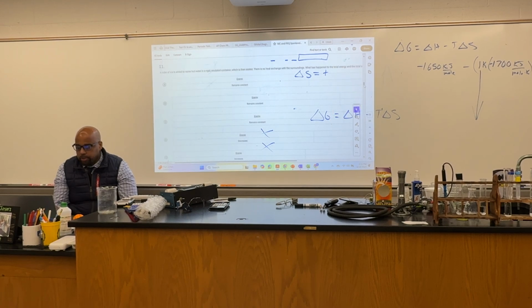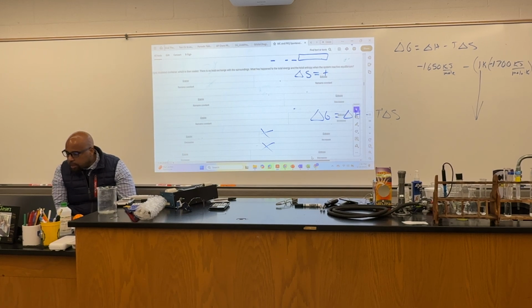I like easy problems. So it says a cube of ice is added to some hot water in an insulated cup, which is sealed. There is no heat exchange with the surroundings. What happens to the total amount of entropy when the system reaches equilibrium in this case? So think about it. It's an ice cube. I'm putting in warm water. The entropy, is it going to grow, decrease, or remain the same? Grow. It's going to grow. So I know entropy better grow.